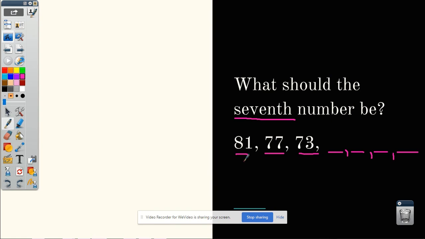So my numbers are getting smaller. Let's try subtraction. I'm just going to start at 81. I'm going to count down to 77. 81, 80, 79, 78, 77. I subtracted 4. Let's try this one. I'm going to count down. 77, 76, 75, 74, 73. That was also minus 4. So I feel pretty confident that my rule is minus 4. So I'm going to draw my little arrow guy. Minus 4, 73 minus 4. 73, 72, 71, 70, 69.